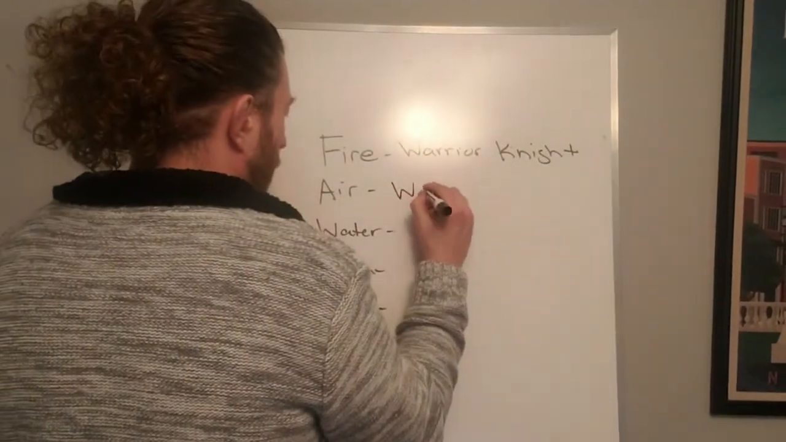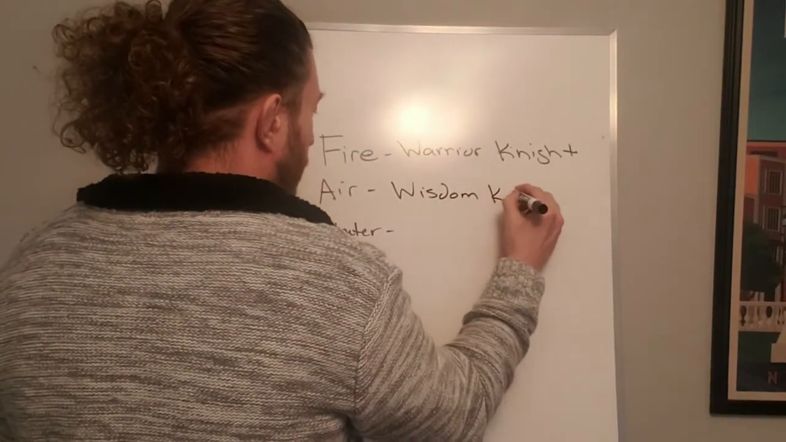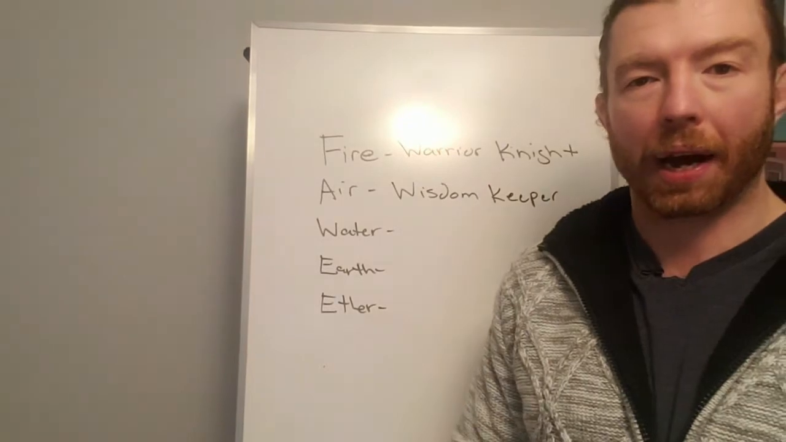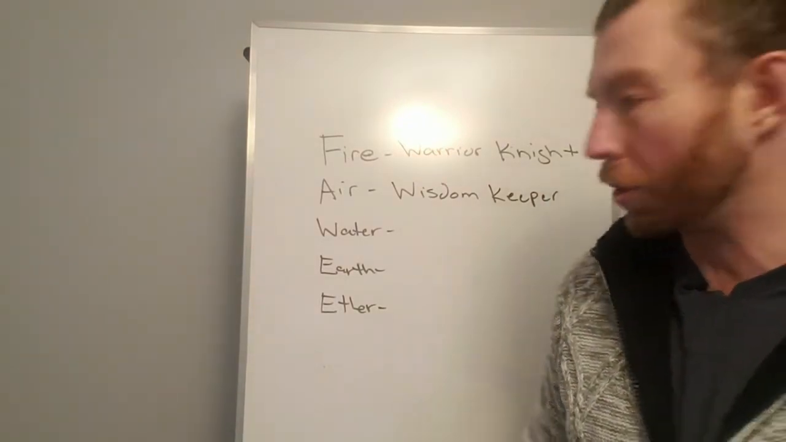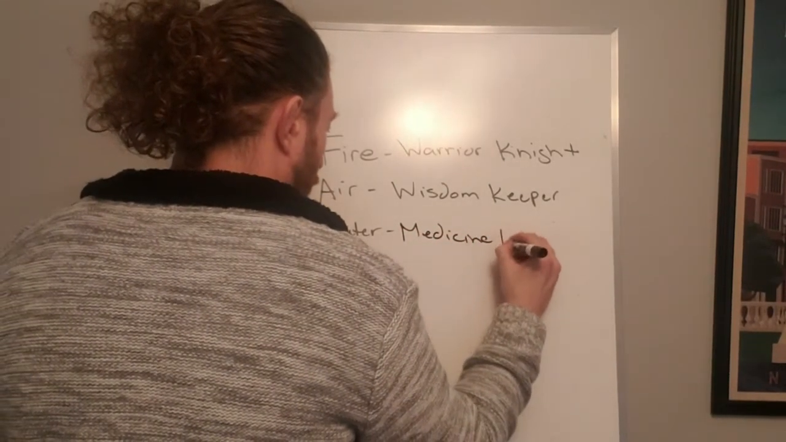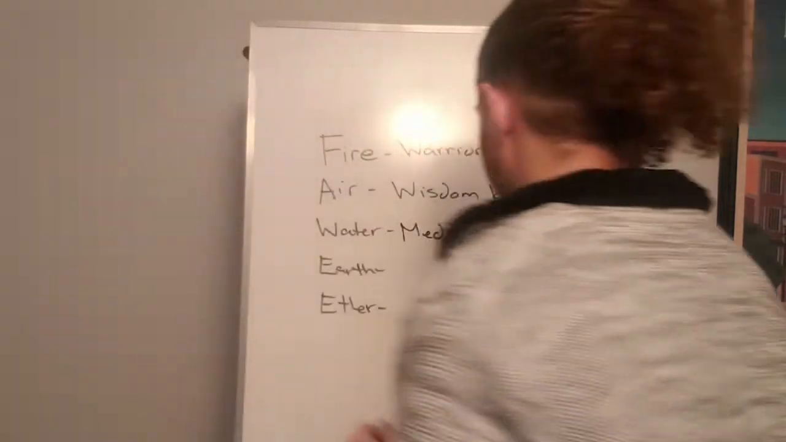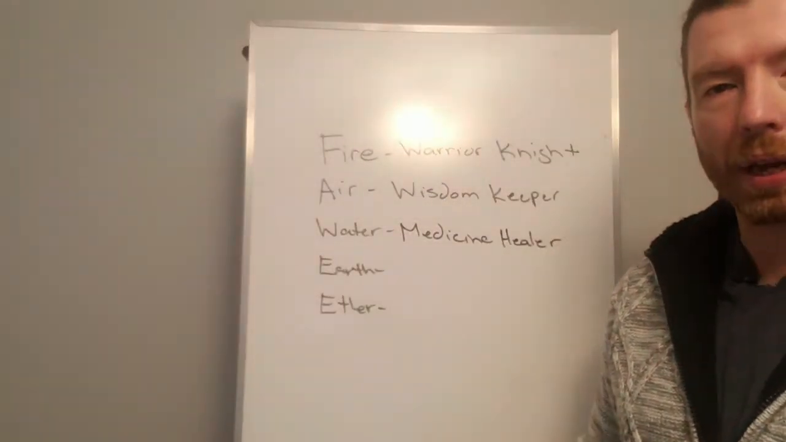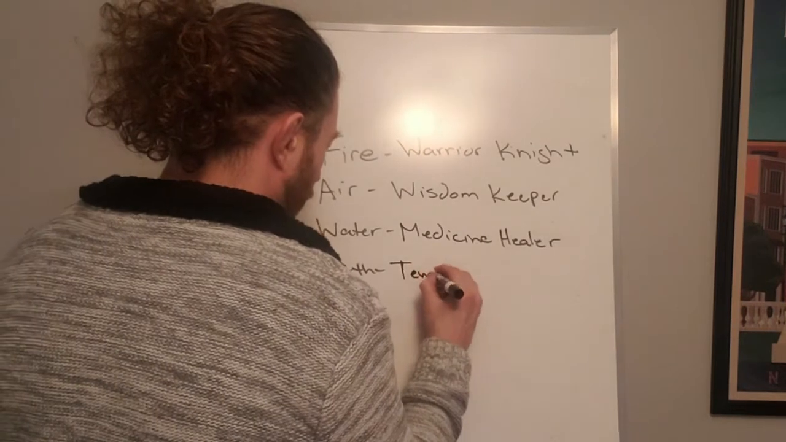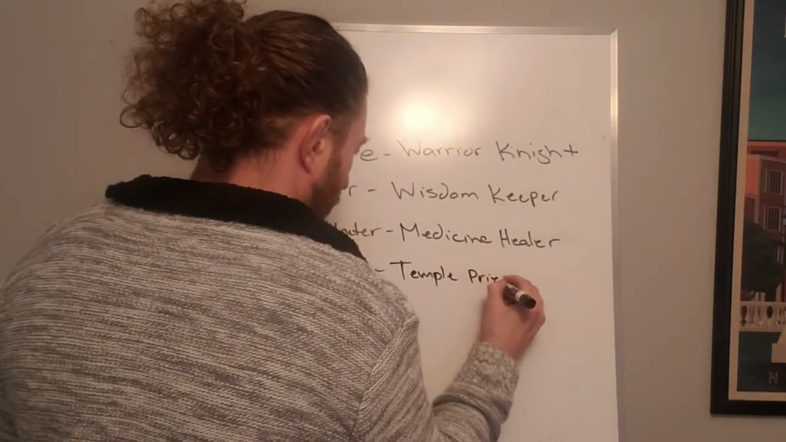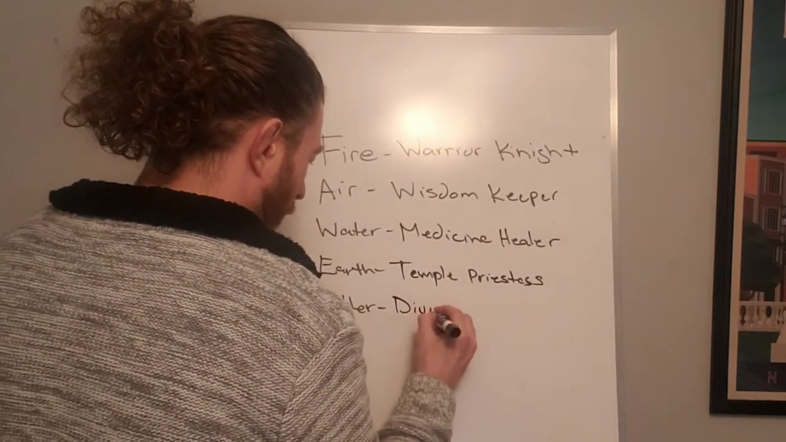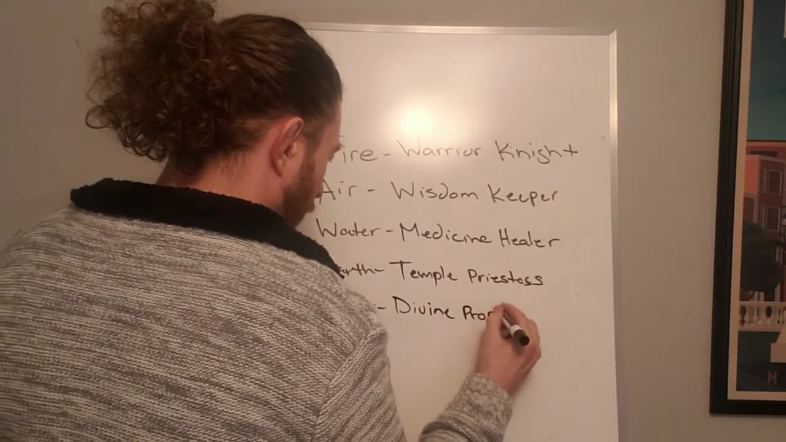The air body embodies the characteristics of the wisdom keeper, the magician, the shaman, the mage, the higher being that has all of that wisdom of the universe, the wizard, so to speak. The water element, or the water body, the emotional body, embodies the characteristics of the medicine healer. We all have a healer inside of us. We all have a medicine healer, a shaman, a magical healer that can do incredible healing on us. And then we have the earth element, which is like the Temple Priestess, our very disciplined, clean, humble priestess. And then finally, the ether element is our divine prophet. We all have the archetype or the characteristics of the divine prophet.